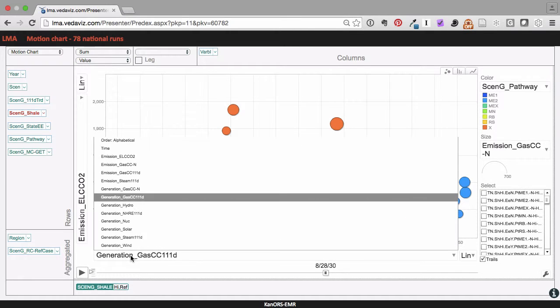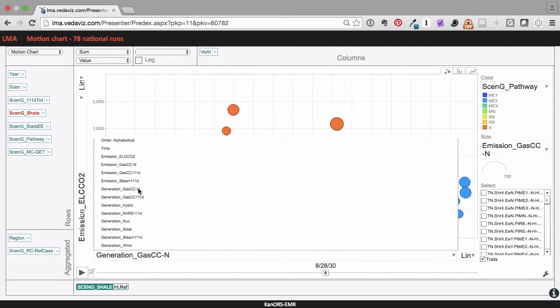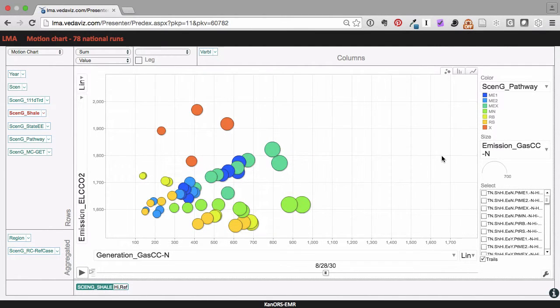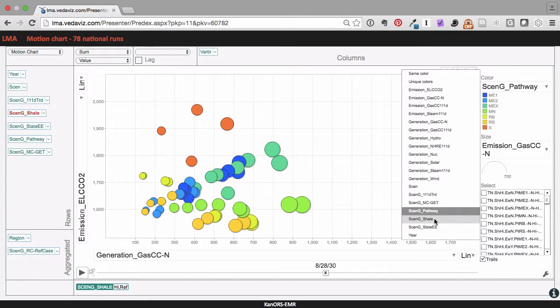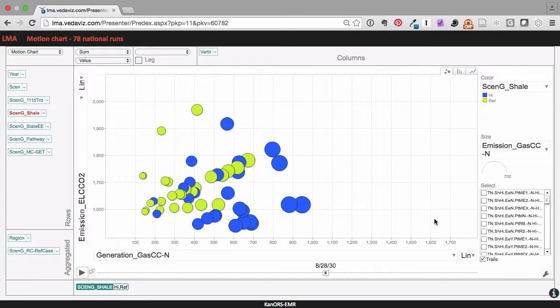So now let's switch to look at new gas generation. And again, I'm going to change the coloring so we can look at how the scenarios break down by gas resource. So we can see, not surprisingly, that in general there's more new gas generation when gas prices are lower, but the scenarios have quite a bit of mixture between them.